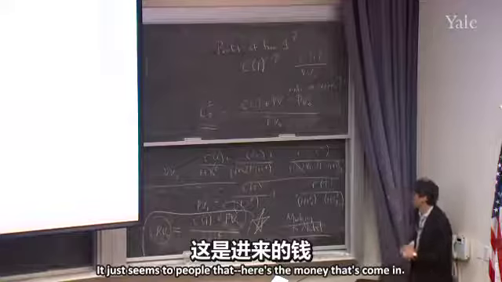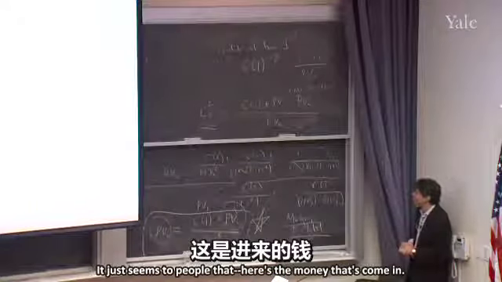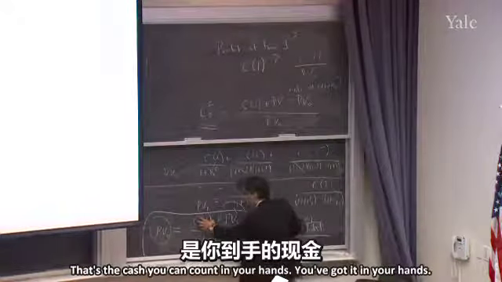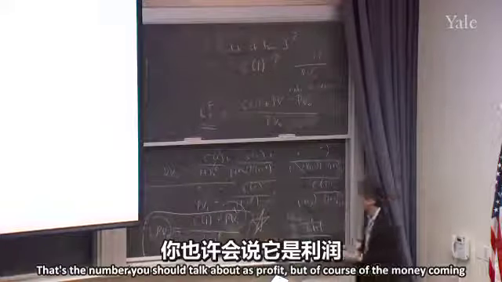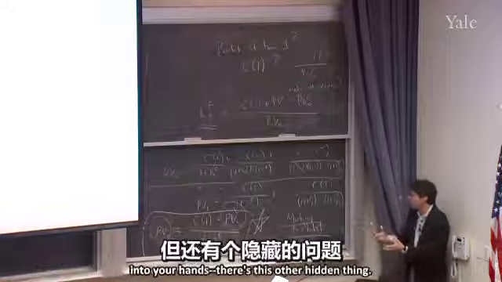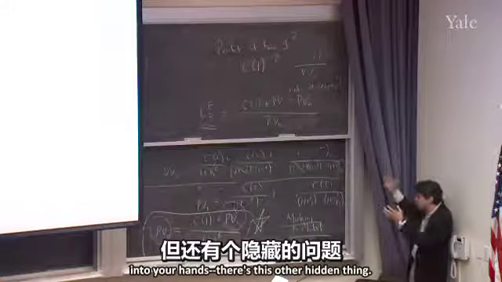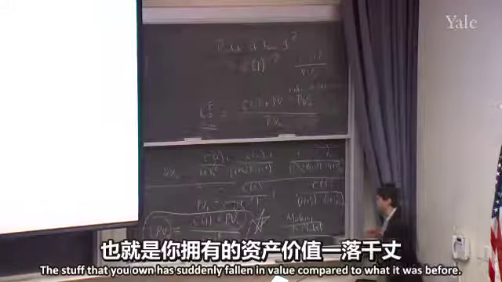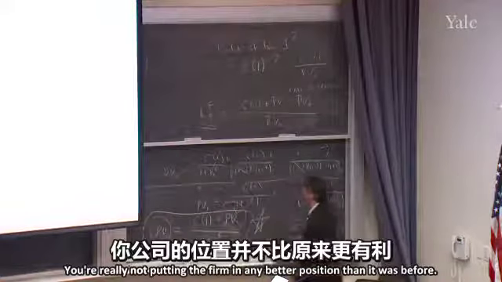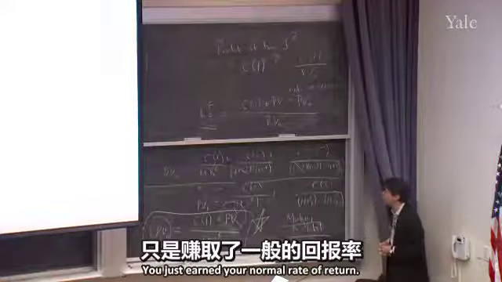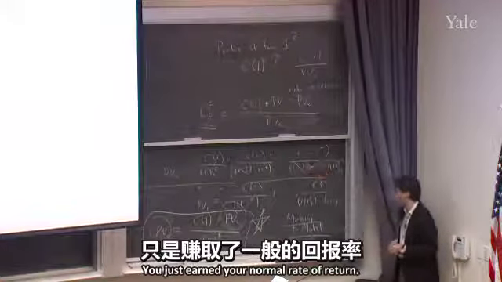It just seems to people that here's the money that's come in. That's the cash you can count in your hands. You've got it in your hands. That's the number you should talk about as profit. But of course, there's this other hidden thing. The stuff that you own has suddenly fallen in value compared to what it was before. You're really not putting the firm in any better position than it was before. You just earned your normal rate of return.